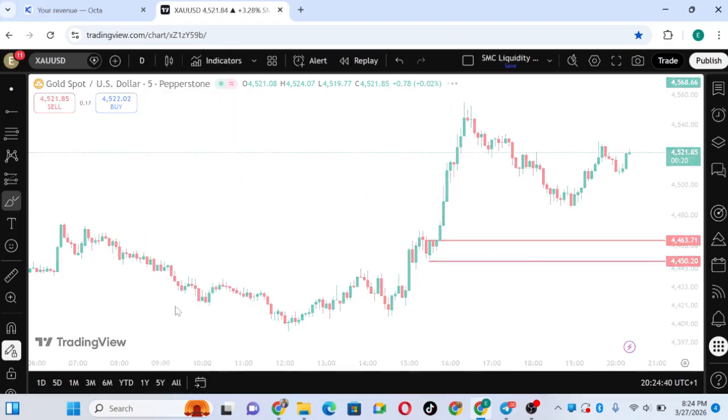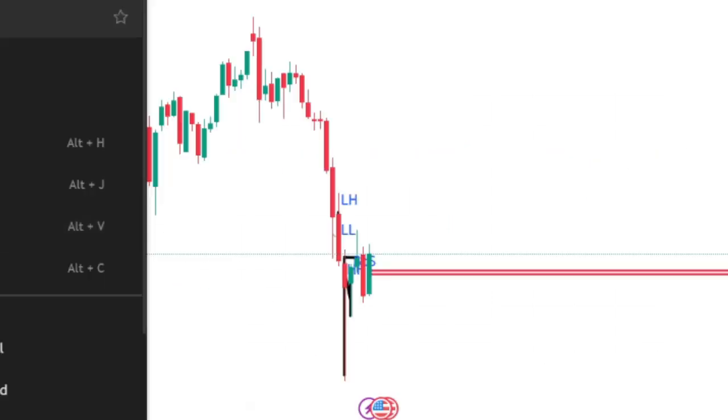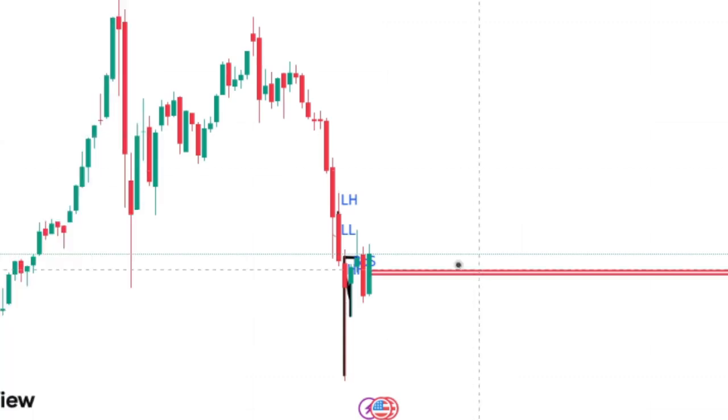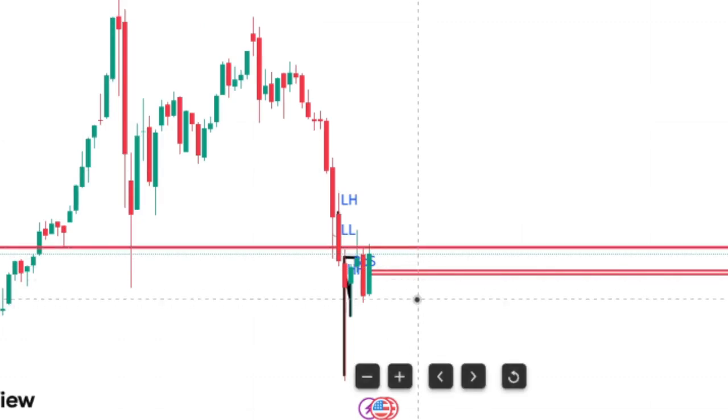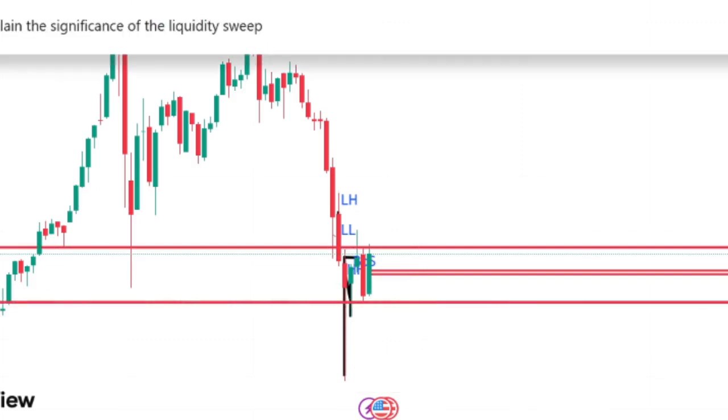I went to the daily time frame. I marked out yesterday's high and low. That was the first thing I did. So I came over to this particular place and I picked the highs, and this was yesterday's high, and this was yesterday's low. So I marked out those two things.